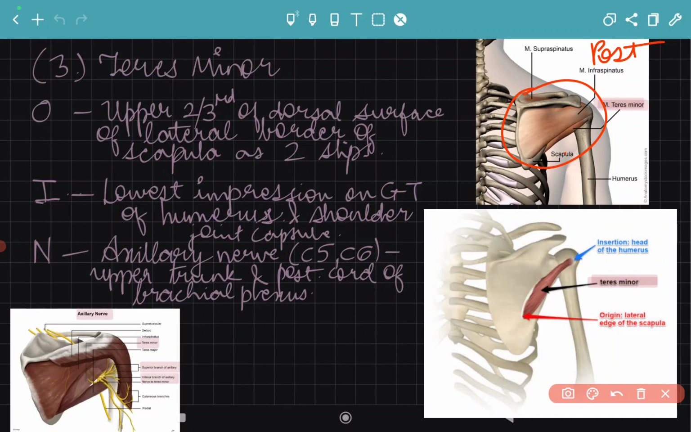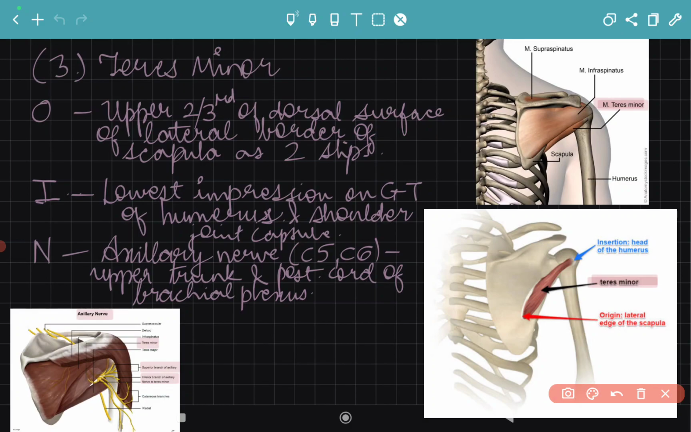So it is the upper 2/3 of the dorsal surface of lateral border. So mainly the lateral border of the scapula is covered by this teres minor, and from there it will go to the lowest impression of greater tubercle of humerus to insert there, and also will blend with the shoulder joint capsule over there. In this also we can clearly see from the lateral border of the scapula as two slips it will originate and go to the lowest impression on greater tubercle of humerus to insert. So that is about origin, insertion.